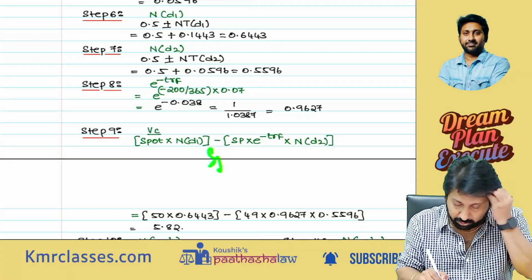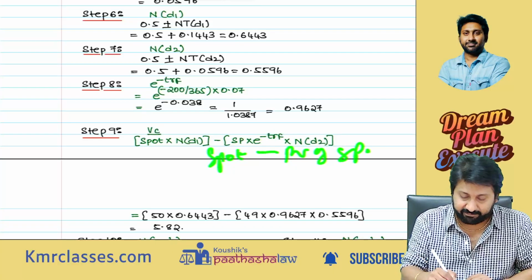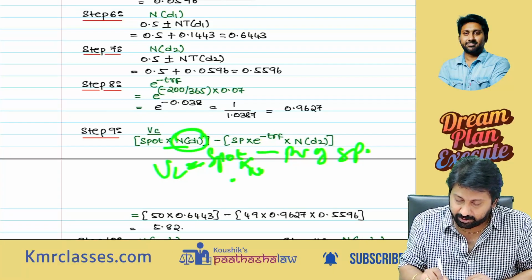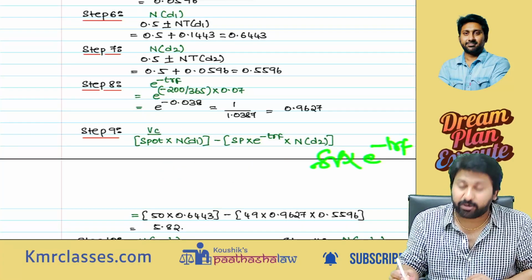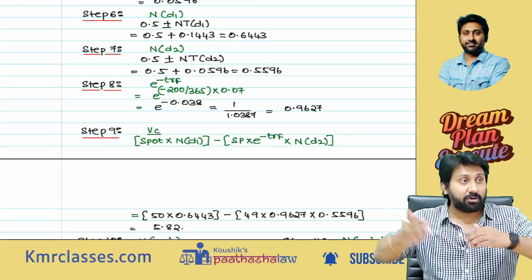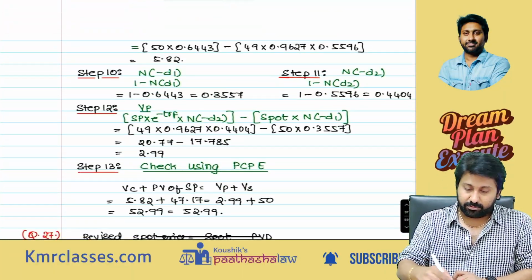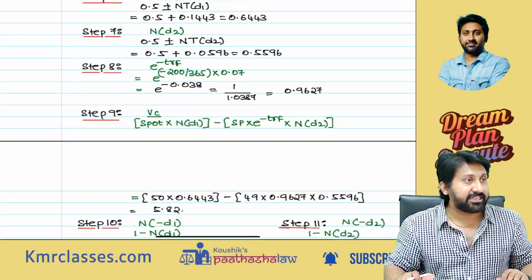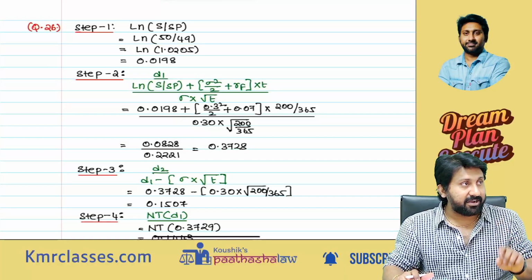Just now we calculated. Normally, spot minus present value of strike price is the formula for the value of a call. So here, spot into ND1 will get added, minus present value of strike price, that is SP into e power minus TRF, which is discounting, that is 1 by e power TRF, into NT-D2. That's how we will calculate. Remember the first 9 steps. I'm going slowly. Pause the video whenever required.